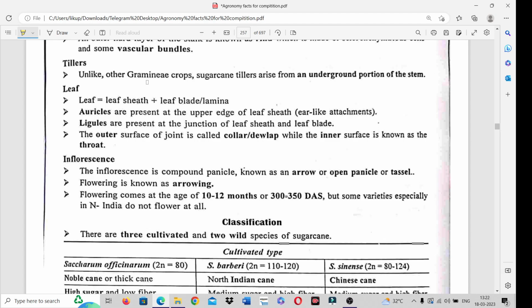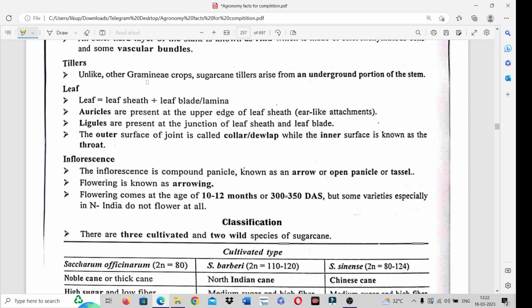The outer surface of the joint is known as collar, while the inner surface of the joint is known as throat. Outer surface is collar, inner surface is throat. Auricles are present at the upper edge of the leaf sheath. Ligules are present at the junction of the leaf sheath and leaf blade.